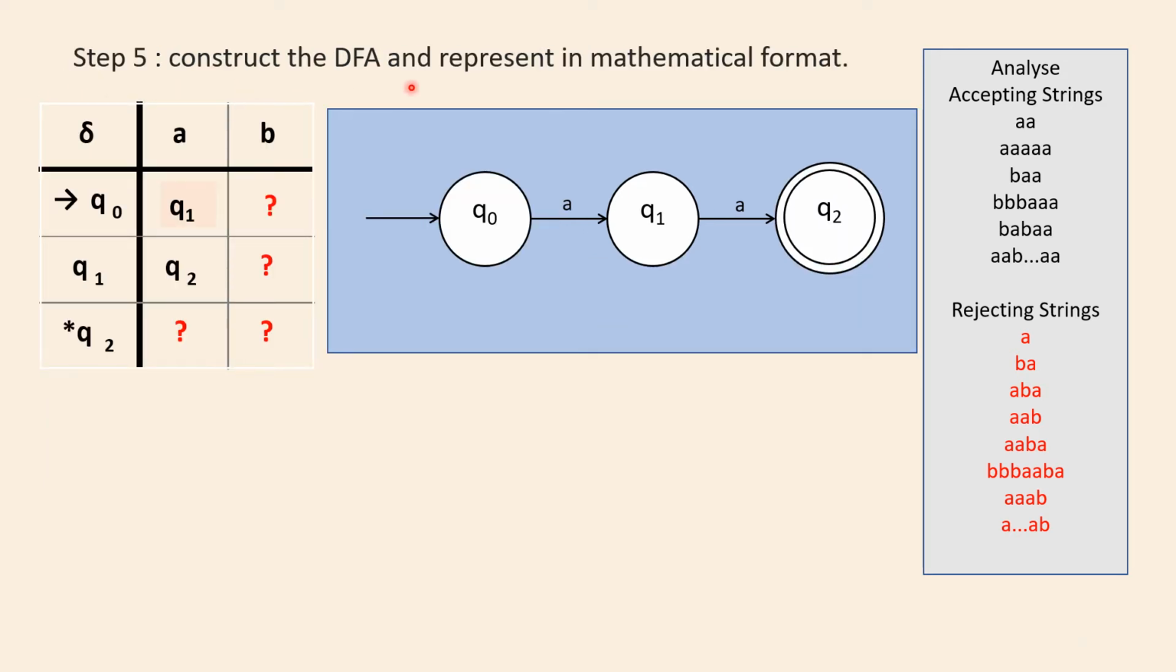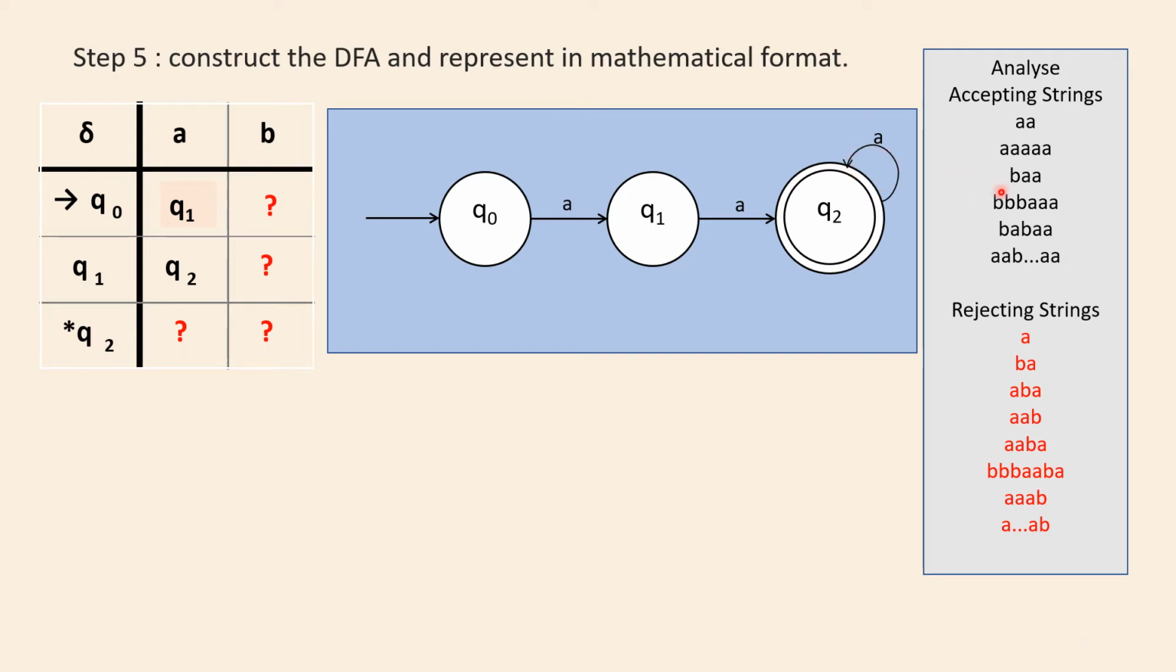Now let us complete the construction of the DFA and represent it in the mathematical format. We have got the skeleton diagram for the minimum string AA. Now if my string is n number of A's, which is supposed to be accepted by the DFA, I can loop n number of A's to Q2. So if my string has n number of A's, it comes from Q0 to Q1, then from Q1 to Q2, and n number of A's gets looped in Q2, which is supposed to be an accepting string.